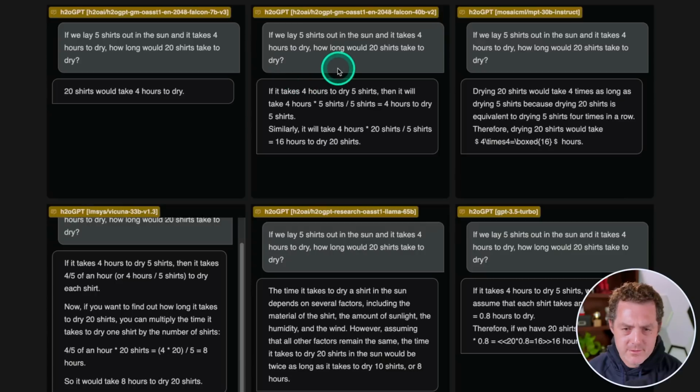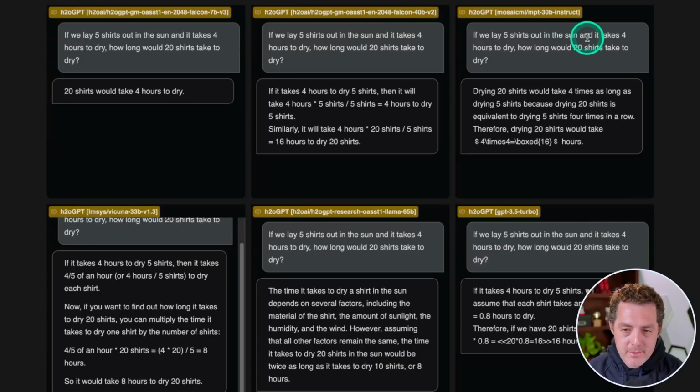Falcon 40B says if it takes 4 hours to dry 5 shirts, then it will take 4 hours times 5 shirts divided by 5 shirts equals 4 hours to dry 5 shirts. Similarly, it will take 4 hours times 20 shirts divided by 5 shirts, or 16 hours to dry 20 shirts. So interesting, Falcon 7B assumes parallel drying. Falcon 40B assumes serialized drying.